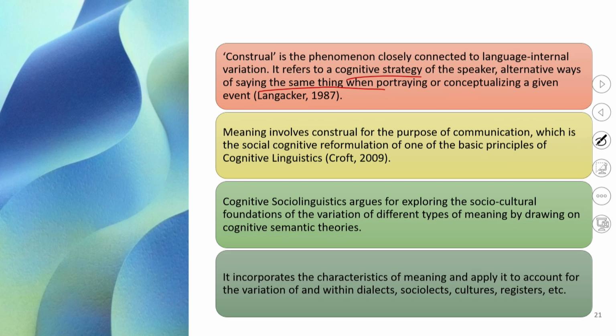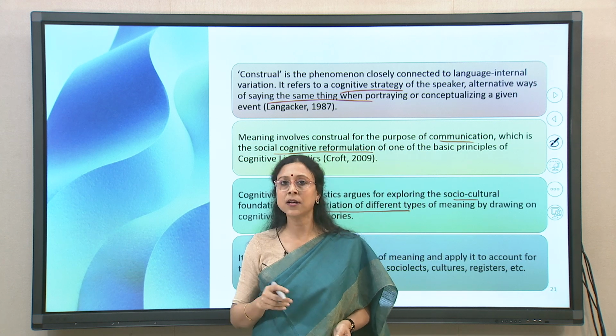So, meaning involves construal for the purpose of communication, which is the social cognitive reformulation of one of the basic principles of cognitive linguistics, as we just discussed. Now, cognitive sociolinguistics argues for exploring the socio-cultural foundations of the variation of different types of meaning by drawing on this particular idea. Basically, what I just said, that construal means creating different understandings or alternate ways of looking at the same thing. This can be done at an individual level, and it can also be done at a social level, and when we do it at a social level, that is where we have social variation of the language. So, you see, this is where the cognitive and the social come together.